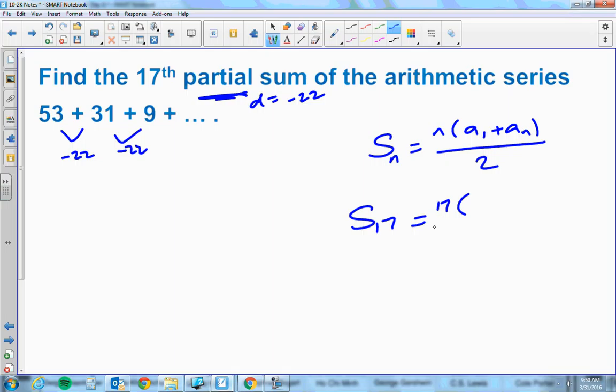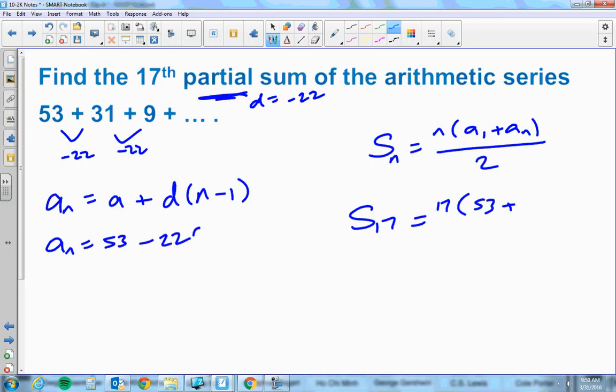In number 17, the first term is, I think, 53. The last term we don't know yet, so we're going to go find that out. So we use that other formula you learned yesterday. That'll give us whatever term in the sequence we want. This is the first term, so that's 53. The common difference we already figured out is minus 22, so put minus 22 times n minus 1.